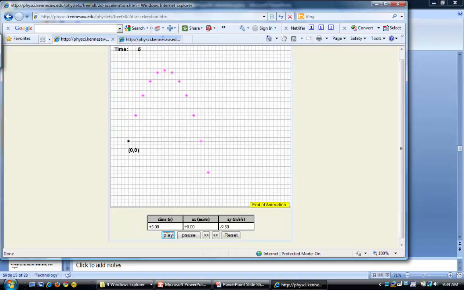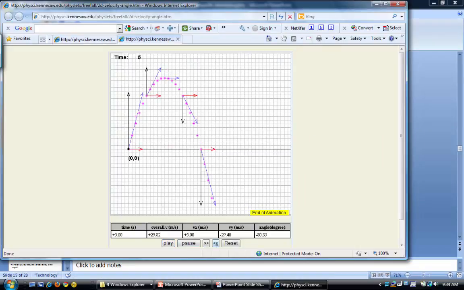Okay, we can view that here. So reset, play. You notice there, that's what happens. Vertical component diminishes and then increases in the opposite direction. Horizontal component never changes.